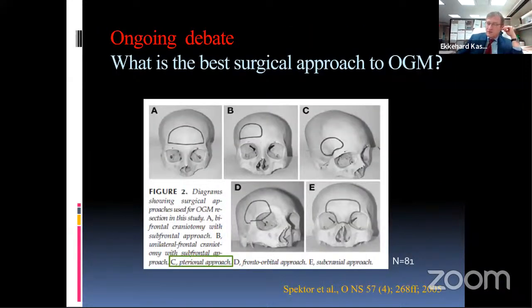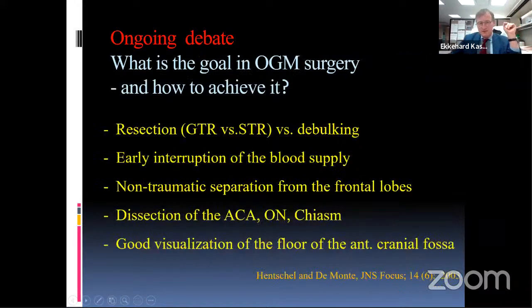Now, what's the best surgical approach to these? If you want to read one single paper on the topic, this one by Spector in Operative Neurosurgery from 2005 is the paper to read. Outstanding paper that compares all surgical approaches with pros and cons out of one single center, exceptionally well done. So I want to take you through this.